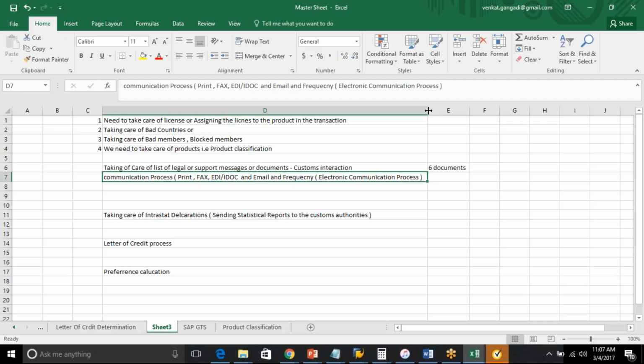You need to create some document, right? Am I correct? You need to create ECC. Yes. Let us forget about ECC. Just think about GTS.